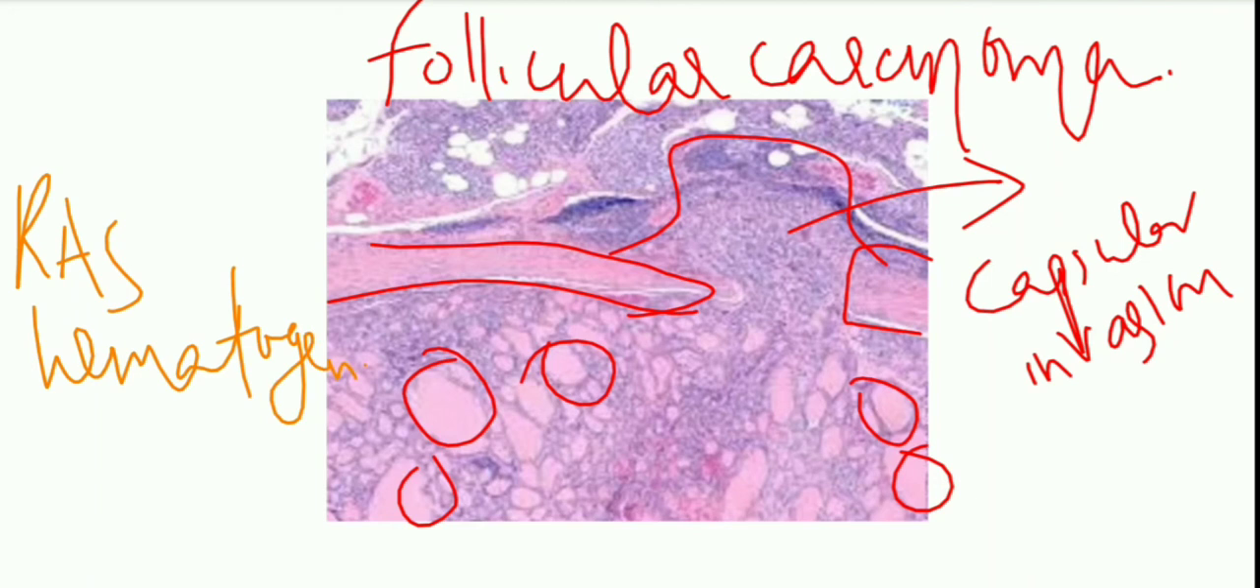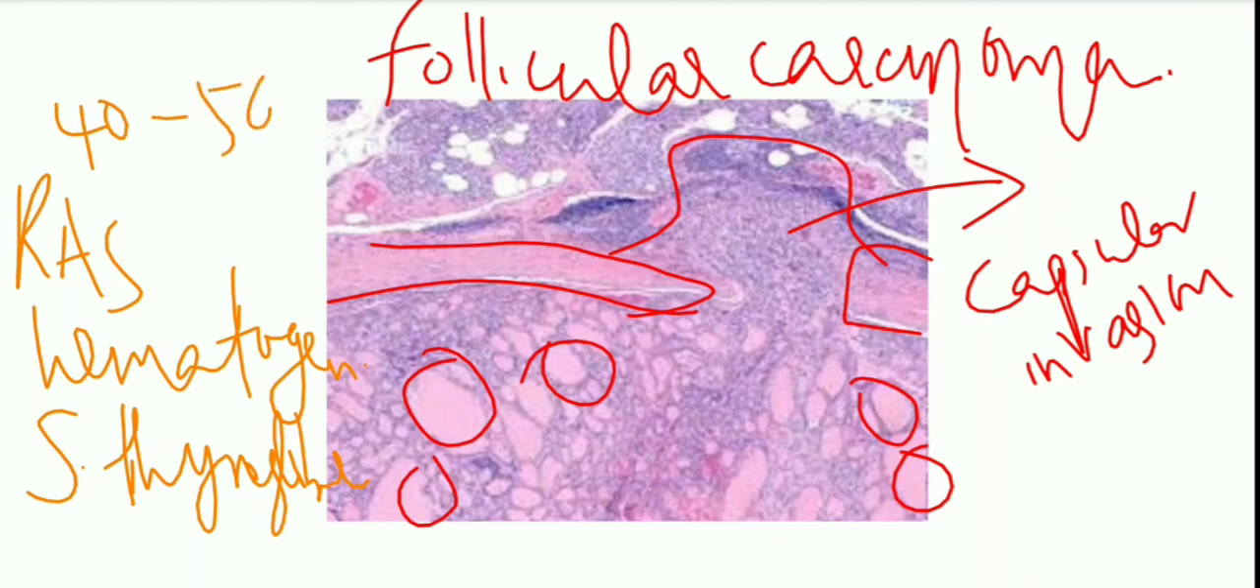And name the marker of recurrence of this follicular carcinoma. Recurrence you can know by looking at serum thyroglobulin. Serum thyroglobulin will be increased. It usually occurs in the elderly, from 40 to 50 years, mostly in females. So these are all the points to be remembered: RAS mutation, hematogenous spread, serum thyroglobulin, and that's all.